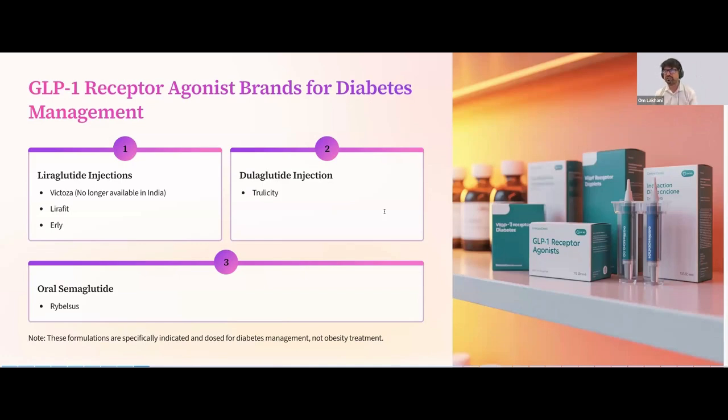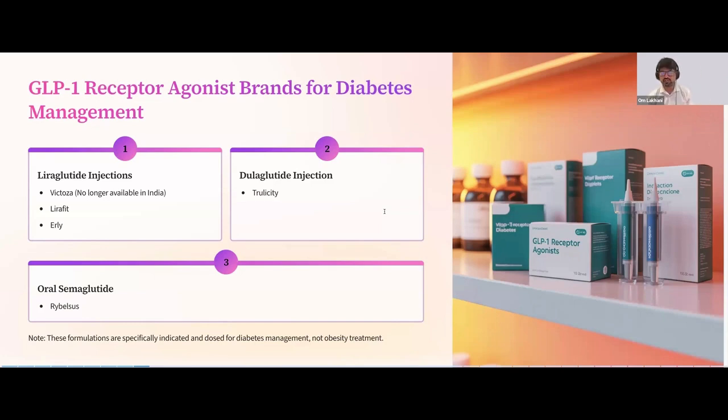And again, very interesting for the audience to understand is that liraglutide is now available as a generic. So it's much cheaper. So those patients or clients of yours who cannot afford the expensive GLP-1s can also be considered for liraglutide. Liraglutide is available in a much cheaper manner, but it is a daily injection. So that's something you have to keep in mind.